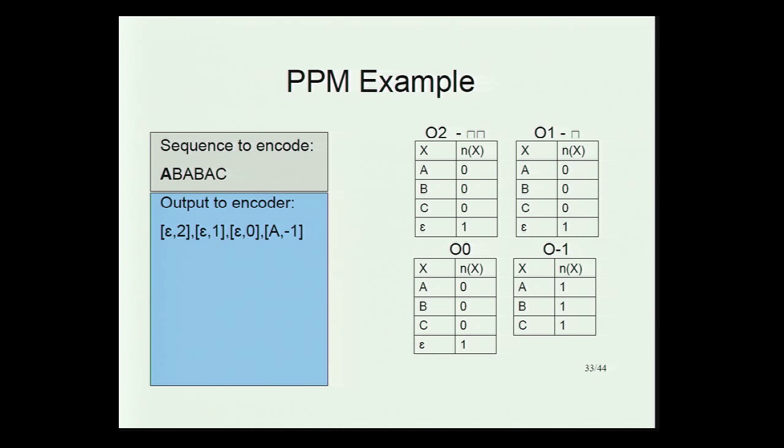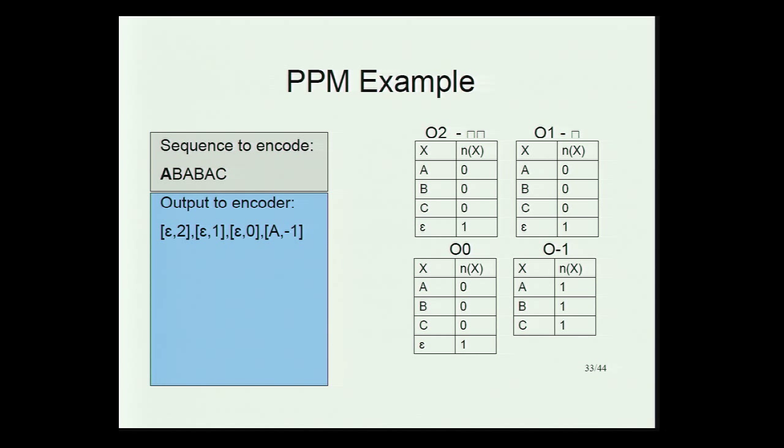So this is the order 2 table. This is the order 1 table. This is the order 0 table. This is our uniform order minus 1 table. Just a note, there will be several order 2 and order 1 tables, one for each context you could possibly imagine. The context here is no previous characters, because we're right at the beginning of our sequence. And so what our encoder is going to do is look at an A and see, have we ever seen an A with this context before? We haven't. So fall back to order 1 and also output escape using the order 2 table.